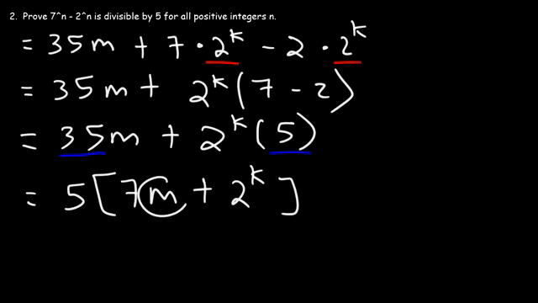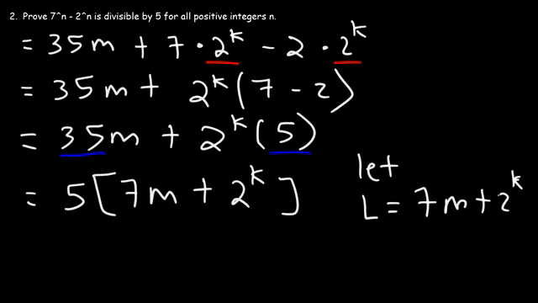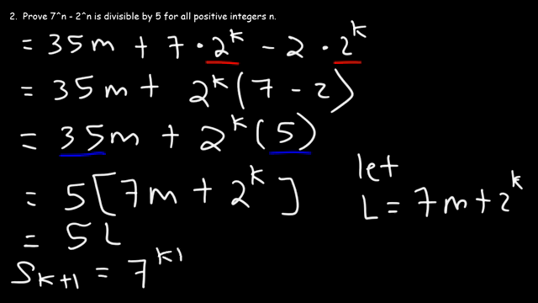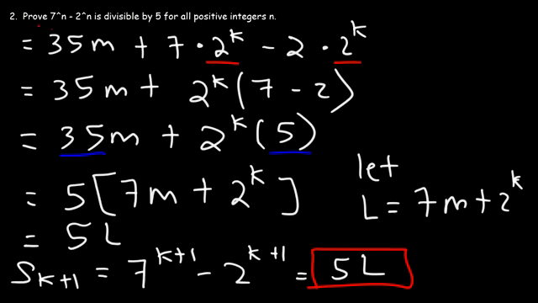Now, both m and k are integers, which means this entire expression has to be an integer as well. So we can let L equal 7m plus 2 raised to the k. So all of this is equal to 5L. So we can make the statement that S sub k plus 1, which was 7 raised to the k plus 1 minus 2 raised to the k plus 1, is equal to 5 times some integer L, which means that the original expression is indeed divisible by 5.